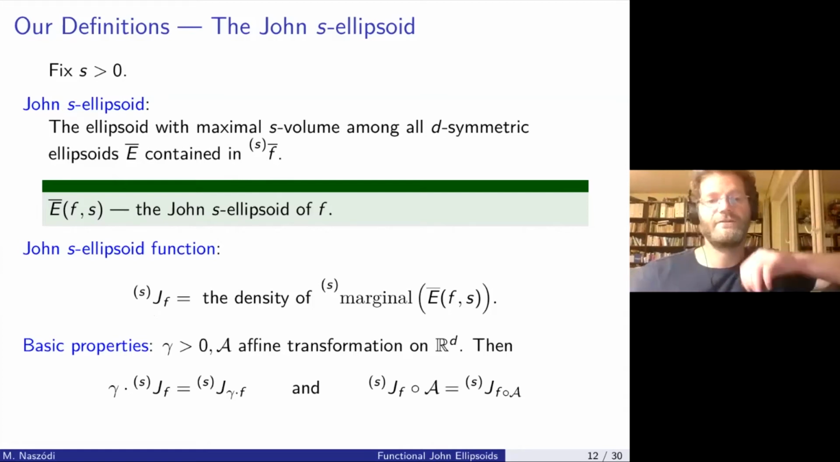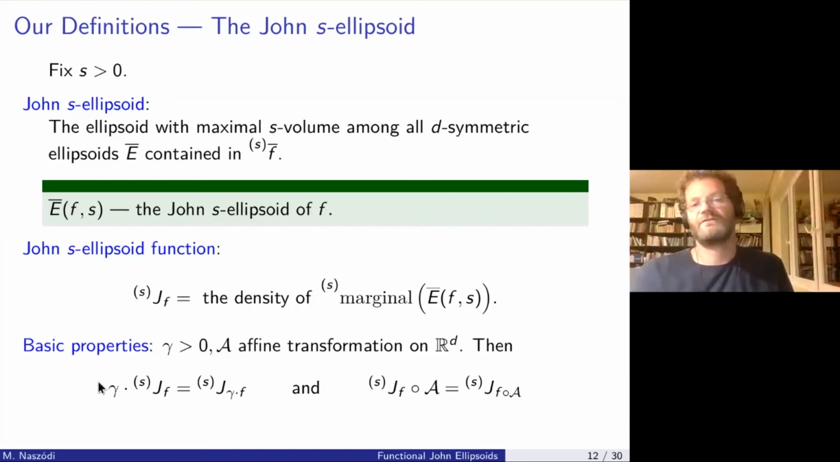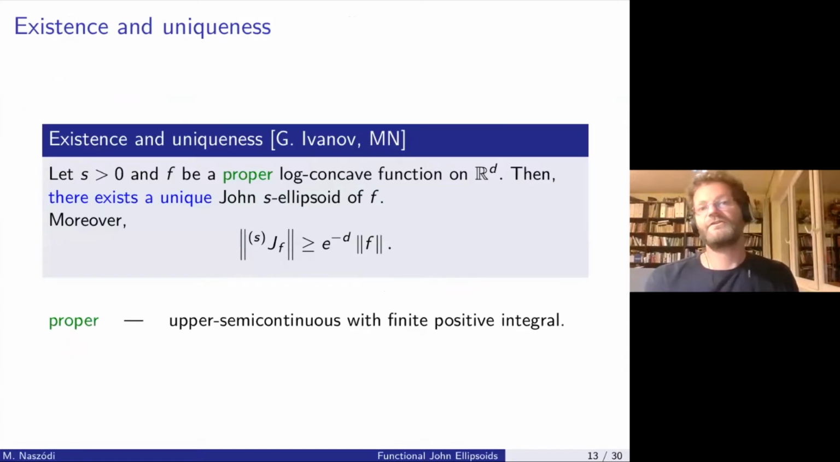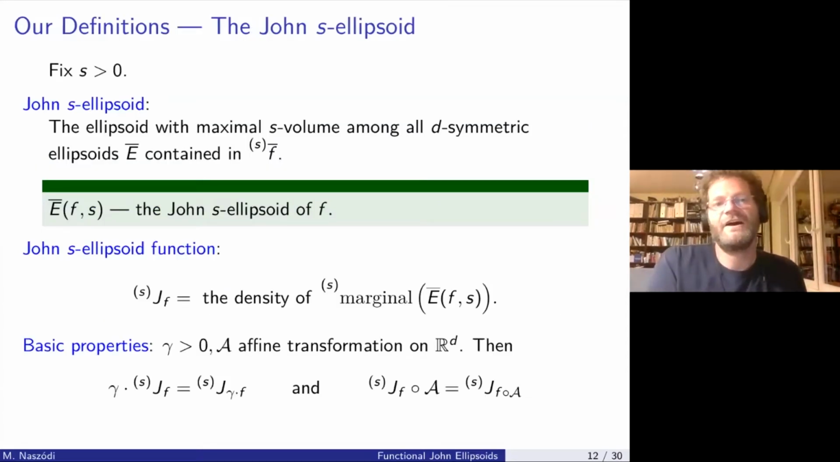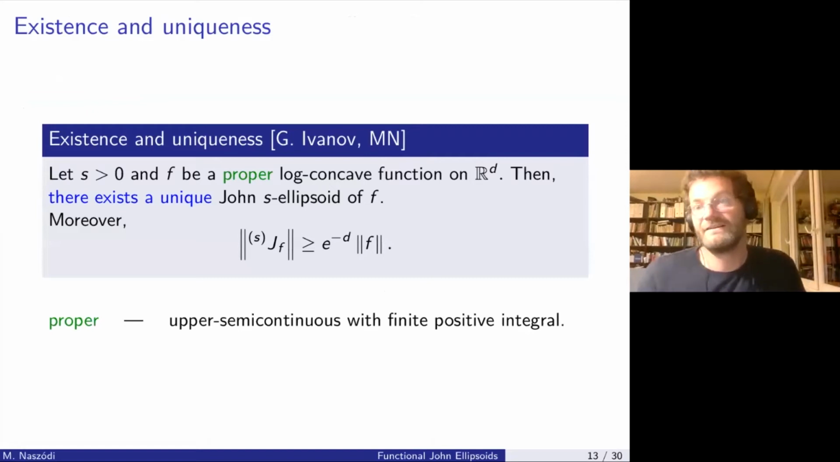And some basic properties: multiplication by a constant is kind of obvious. Also, it behaves nicely with respect to affine transformations on R^d. So for this John S ellipsoid, I just defined it, but I have to state that it exists and it's unique, and it turns out to be the case.